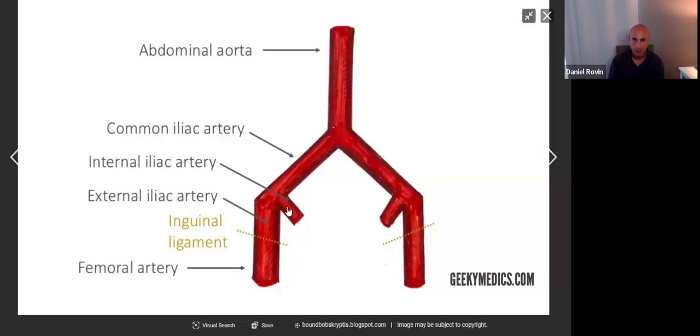Common iliac, internal iliac, external iliac. None of this is ever going to come back to haunt you, really. Because if it's the aorta, it splits at the ilium to the iliac arteries, and then again changes names to the femoral artery once in the thigh.